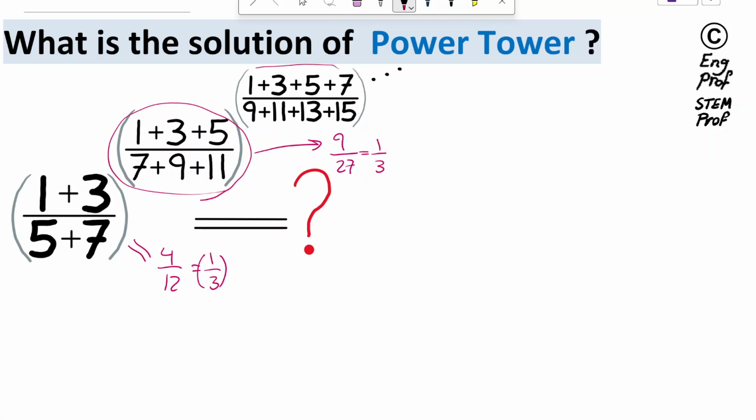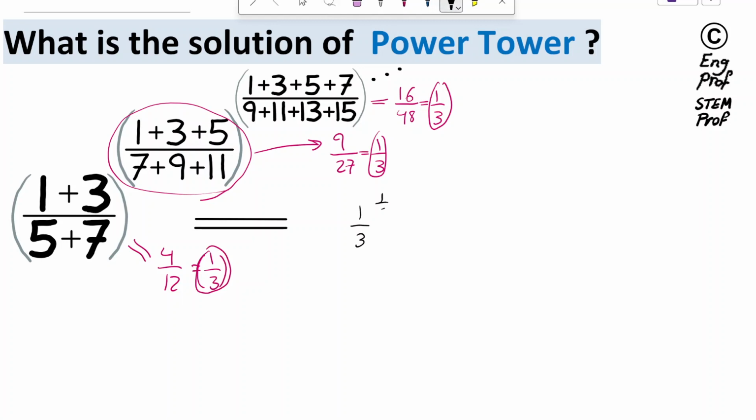Interesting. If you look at the second exponent in the power tower, you can see that it's a further extended version. So numerator is 1 plus 3 plus 5 plus 7, and denominator 9 plus 11 plus 13 plus 15, which if you add them up, then you can see that numerator becomes 16, denominator becomes 48, which is another 1 over 3. So interesting. Looks like the base and at least the first and second exponent, they all are 1 over 3. So as if we are dealing with a problem that looks like it is in the form of 1 over 3 to the power 1 over 3 to the power 1 over 3 and goes forever.